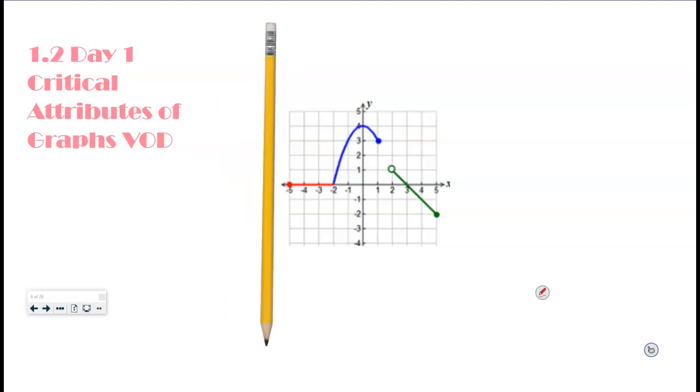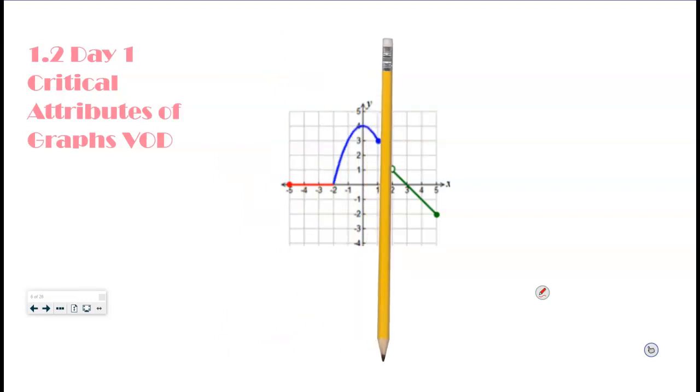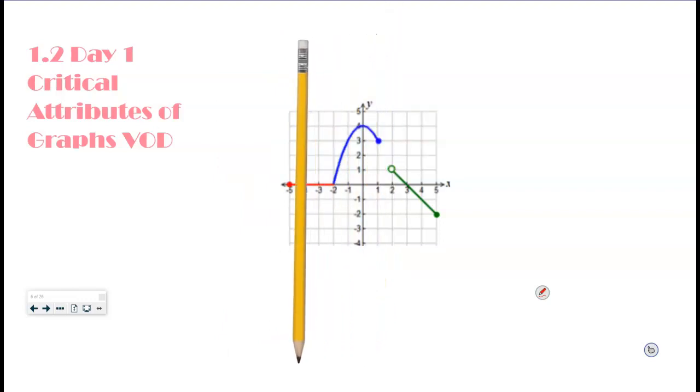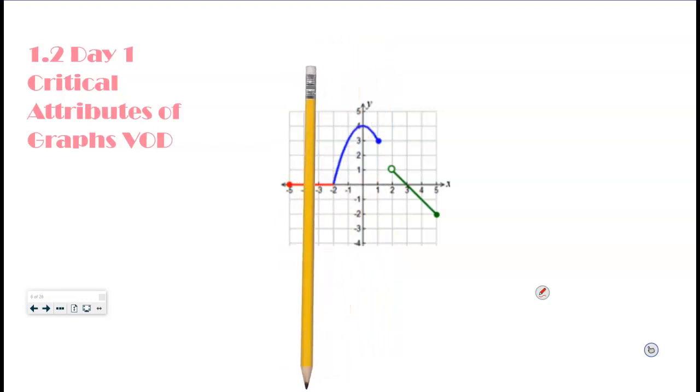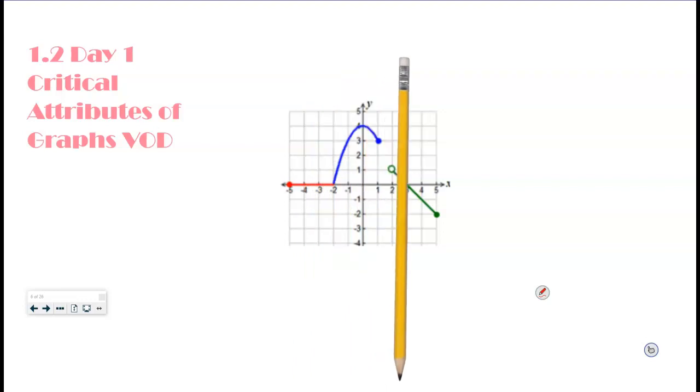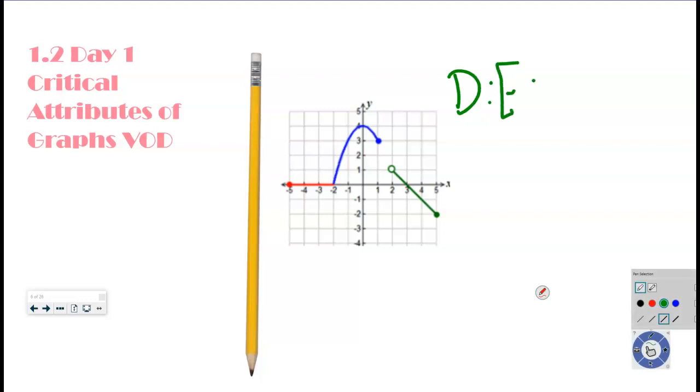All right, let me go back and grab the domain. The domain starts at -5. There's a hop in the graph right here. So the domain's -5 to a +1, and then we're going to grab it again on that green line segment from a 2 all the way over to a 5. So here's what your domain is going to look like. The domain is going to be -5 all the way to a +1.